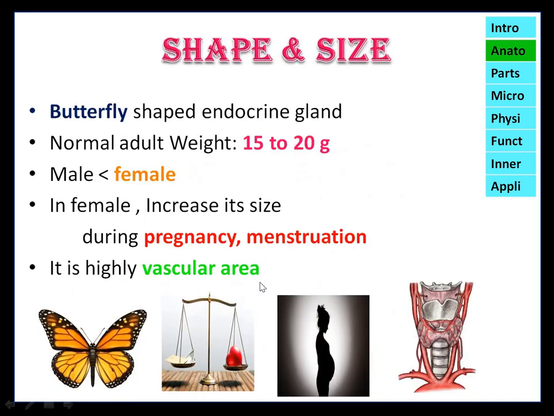Now the anatomy of the thyroid gland. It is a butterfly-shaped endocrine gland. In a normal adult, the weight of the thyroid gland is 20 to 50 gram. It is larger in females than males. In females, its size is increased during pregnancy and menstruation. It is a highly vascular area.